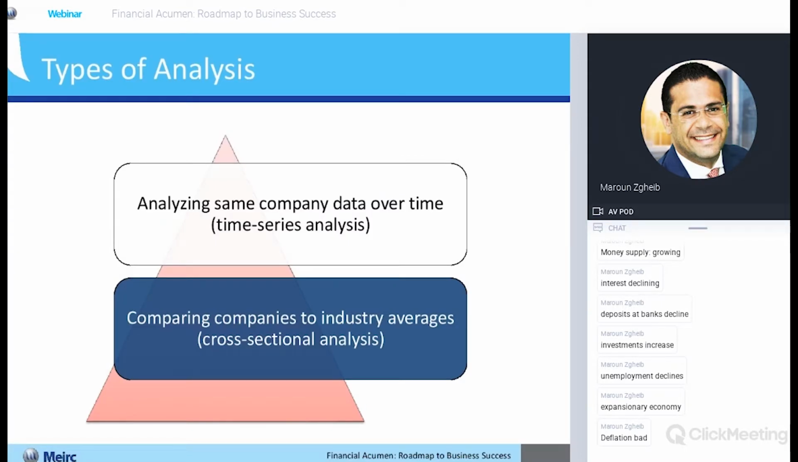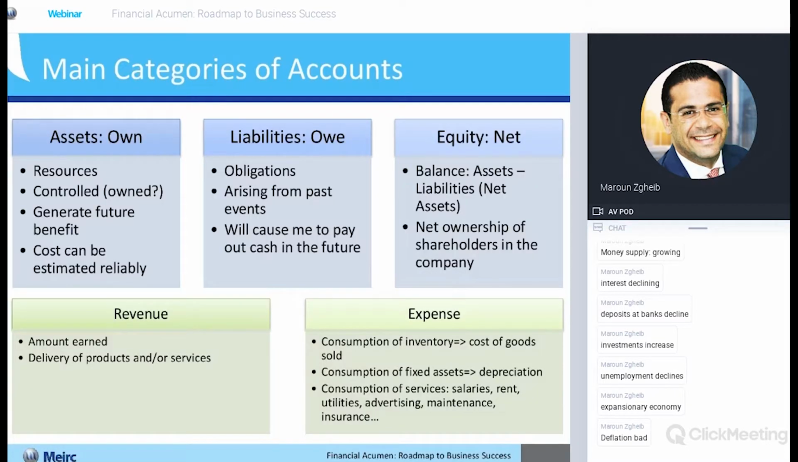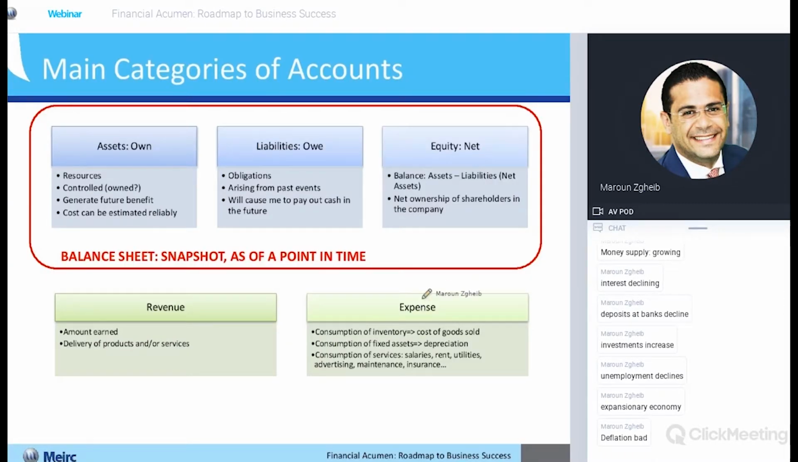So this is the comparing against competitors in the market. To do the analysis, we need to rely on the basic financial statements. The basic financial statements are comprised of 5 accounts. The first financial statement, which is the balance sheet, shows you a snapshot as of a point in time of your assets, what you own at a point in time, the resources owned by the company, what you owe as liabilities at a certain point in time, and the net equity.